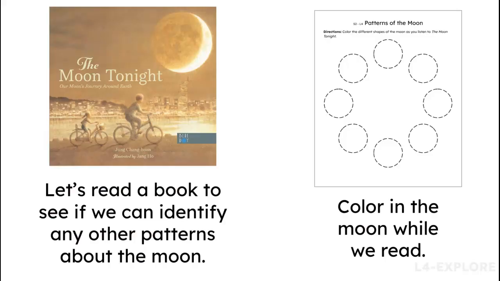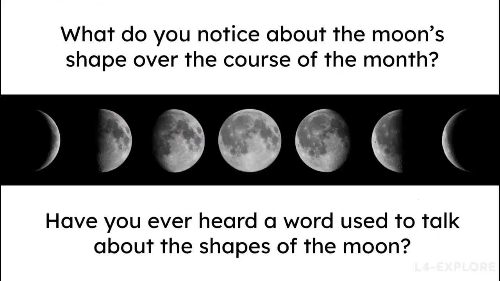For the Explore portion, you'll use the Read Aloud guide to read The Moon Tonight, Our Moon's Journey Around Earth. As you read the book, you'll have students follow along by coloring in their moon on their Patterns of the Moon student journal page. After reading, you'll ask students what they notice about the moon's shape over the month and if they've ever heard a word to talk about the shapes of the moon.